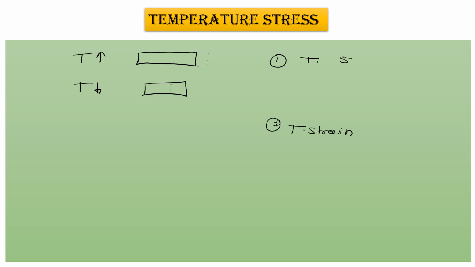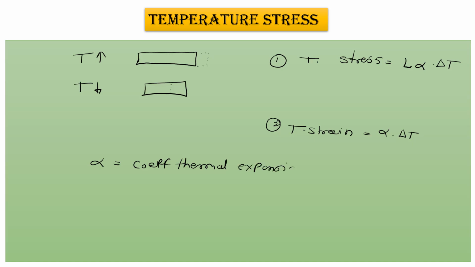So for temperature stress, the formula is E alpha into delta T, and for strain, alpha into delta T. Here alpha is nothing but the coefficient of thermal expansion. Okay, and there are different values of thermal expansion. For mild steel, the coefficient of thermal expansion is 12 into 10 raised to minus 6 per degree Celsius.